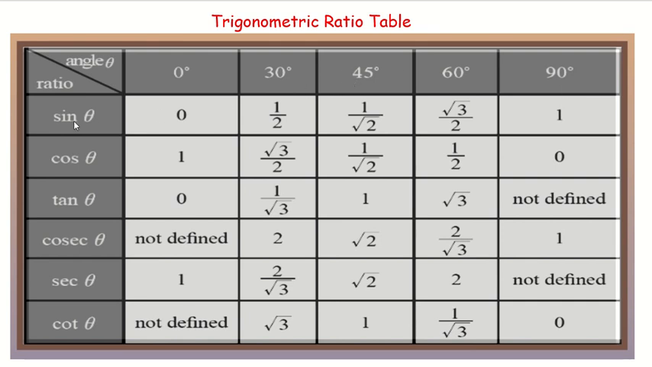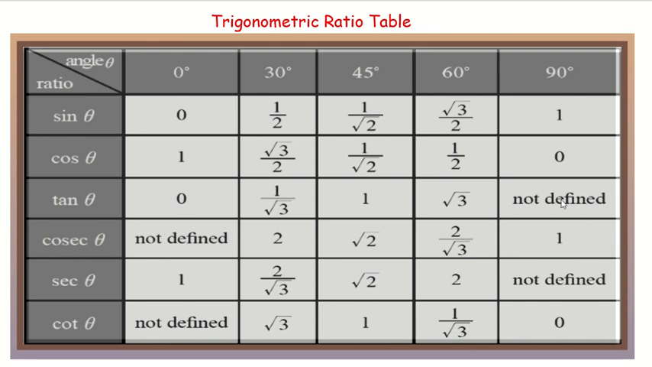Okay. So first we will see sin theta. Sin 0 is 0, sin 30 is 1 by 2, sin 45 is 1 by root 2, sin 60 is root 3 by 2, sin 90 is 1. If you know this basic table, then it is very easy. So it is 0, 1 by 2, 1 by root 2, root 3 by 2, 1, right? And the degrees are 0, 30, 45, 60 and 90 degree.